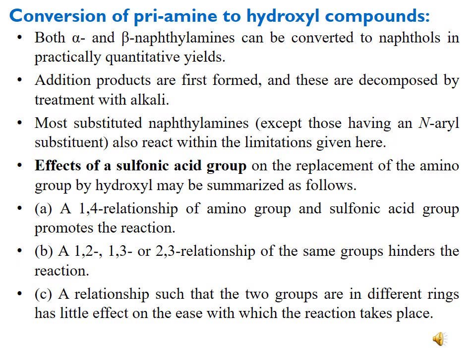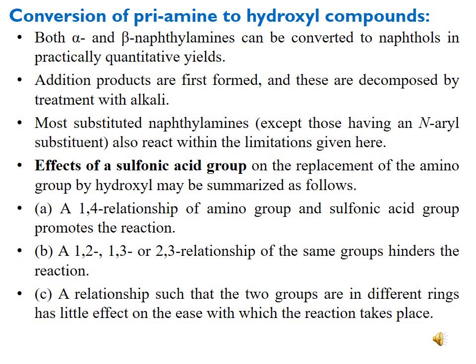The reaction procedure is known to involve the steps that first alpha or beta naphthylamines are converted into an addition product with sodium bisulfite, and this addition product is decomposed into alcohols by the reaction with an alkali. As we have discussed in the last lecture, most of the substituted naphthylamines are converted into their corresponding naphthols, but there is an exception: secondary amines having an aryl group at the N position are mostly not converted at all into the naphthols.